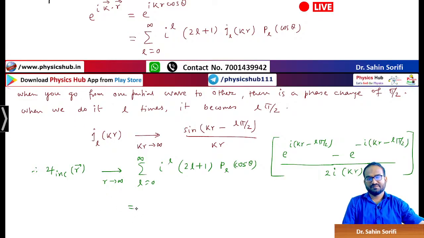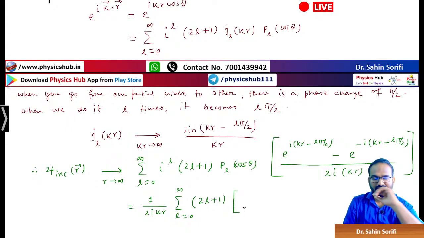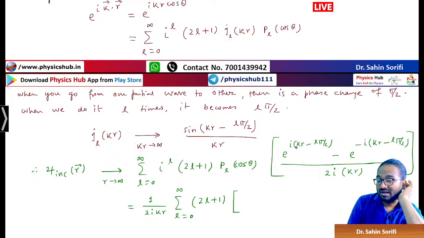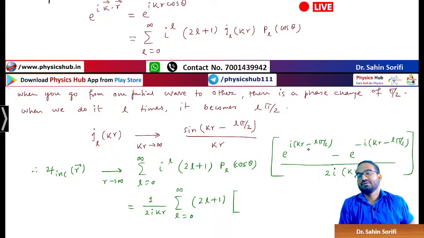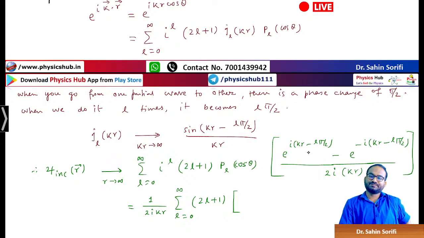And this can be written as 1 upon 2ik r. This is a constant term coming out of the summation, L equals 0 to infinity, (2L+1). Now we are writing it in this way: e to the power i L pi by 2. So we can write e to the power i pi by 2 into L, and i to the power L.